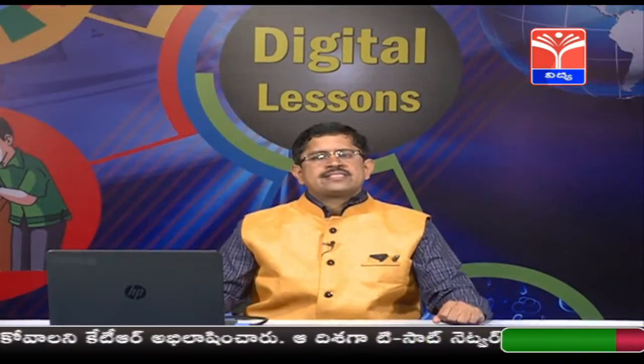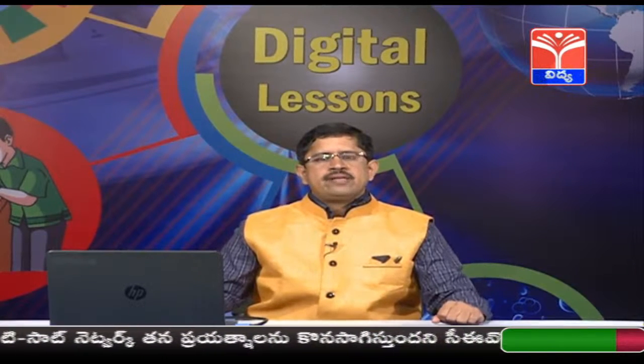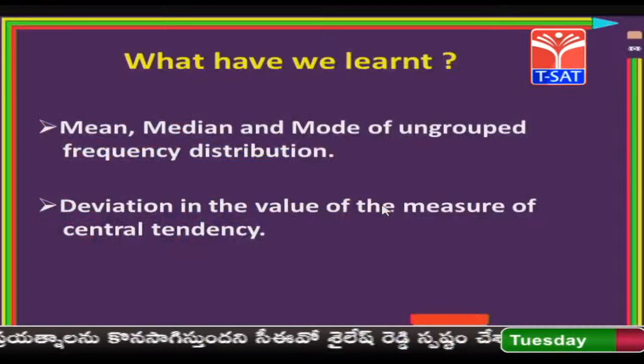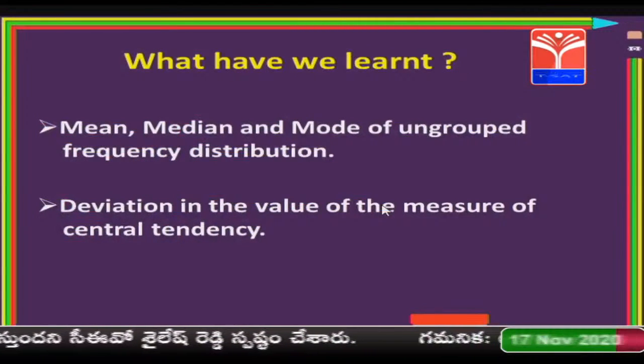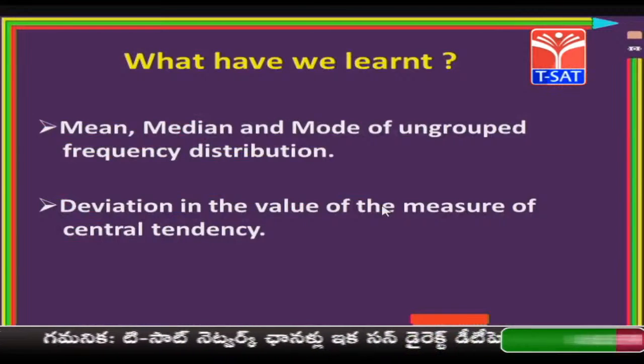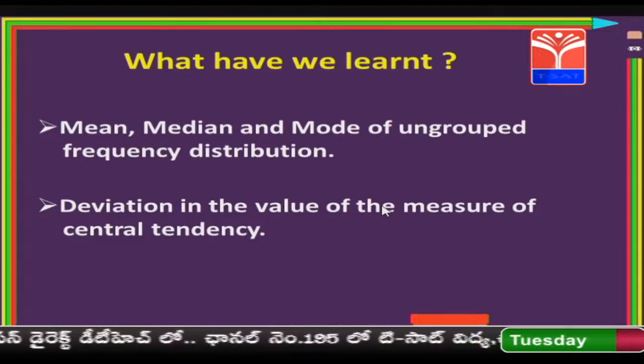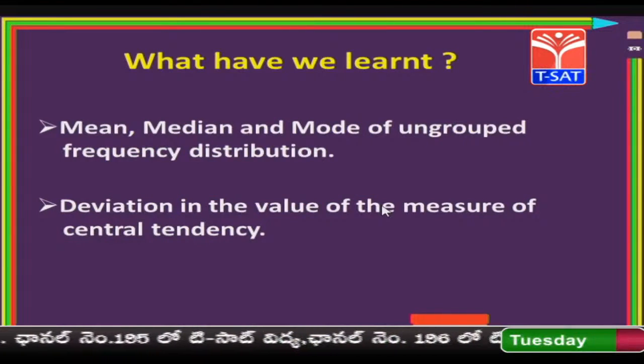So, let us see what exactly has been learned in the current class. We have learned about the mean, median, mode for an ungrouped frequency distribution. We have learned about the deviations of the measures of central tendency, what happens when you add or when you multiply. Likewise, you can also apply it for subtraction as well as division.